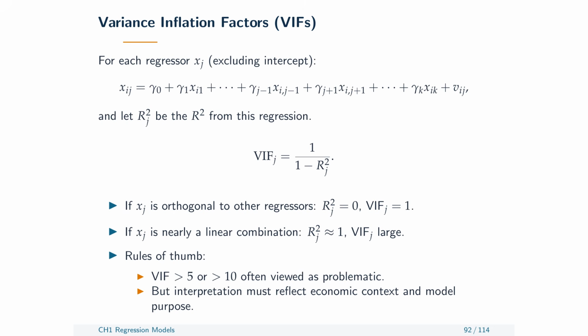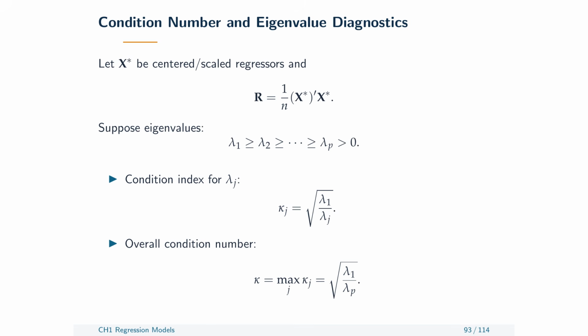Thresholds, such as 5 or 10, are only rough conventions. The consequences depend on sample size, measurement quality, the coefficient combination of interest, and whether the goal is structural interpretation or prediction. Condition indices examine the full regressor system after appropriate centering and scaling.